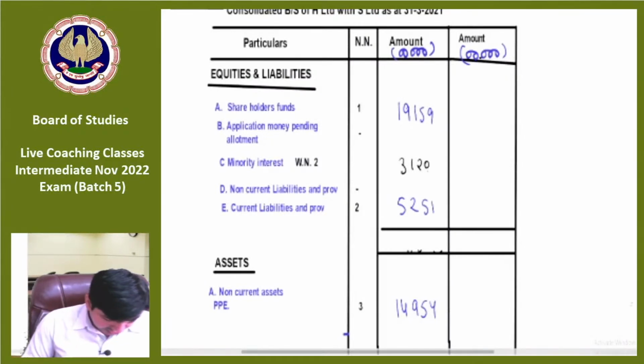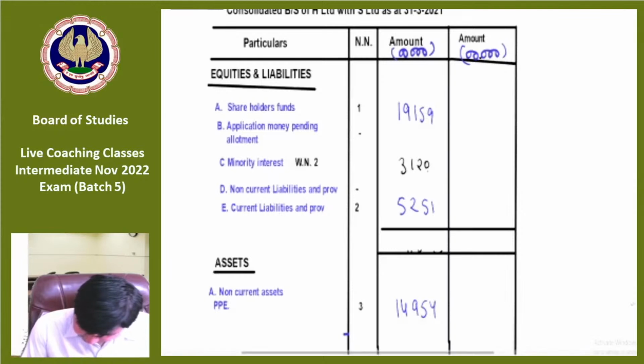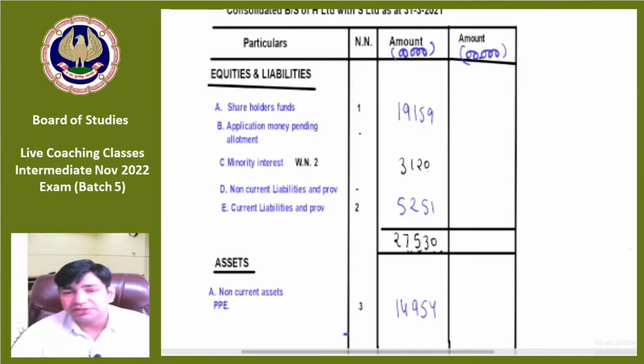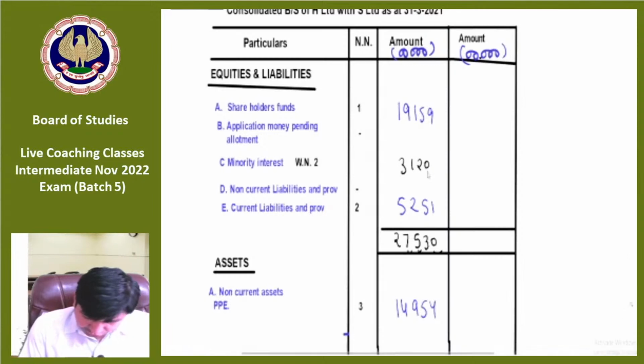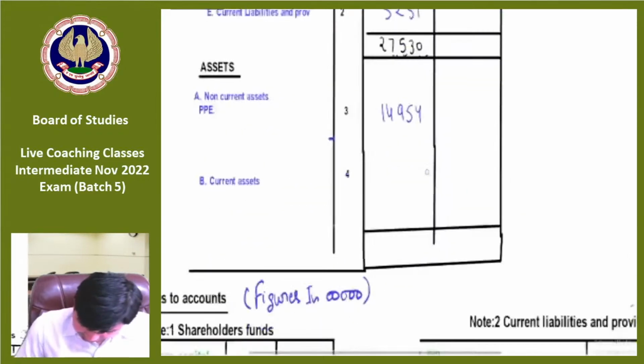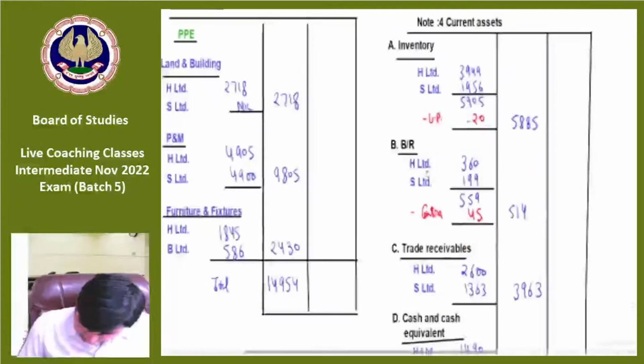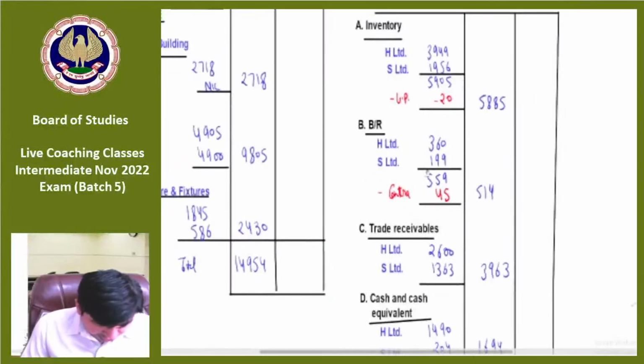What is the total figure? Please do the total of the balance sheet. 3120 plus 19159, 27530, is the final figure of the balance sheet. Okay. Now next, please do the total of the rest of the things. Current assets. Now moving to the current assets. Please do the total of current assets.